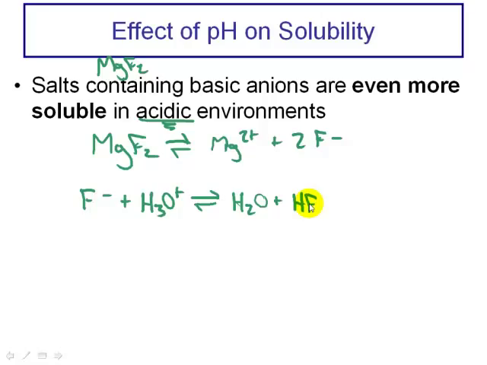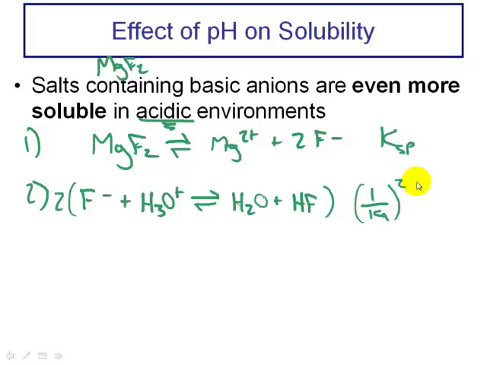Does that make sense? Okay, so in an acidic environment, there's excess hydronium, and fluoride can react with that and make water and HF. Now, this first step is the solubility part, so the equilibrium constant is Ksp for magnesium fluoride. For this second step, the equilibrium constant looks like Ka, except this is the reverse, so the equilibrium constant would be 1 over Ka. Then we'd have to account for the 2 fluorides, so this would be squared. We could go through and figure out equilibrium constants.